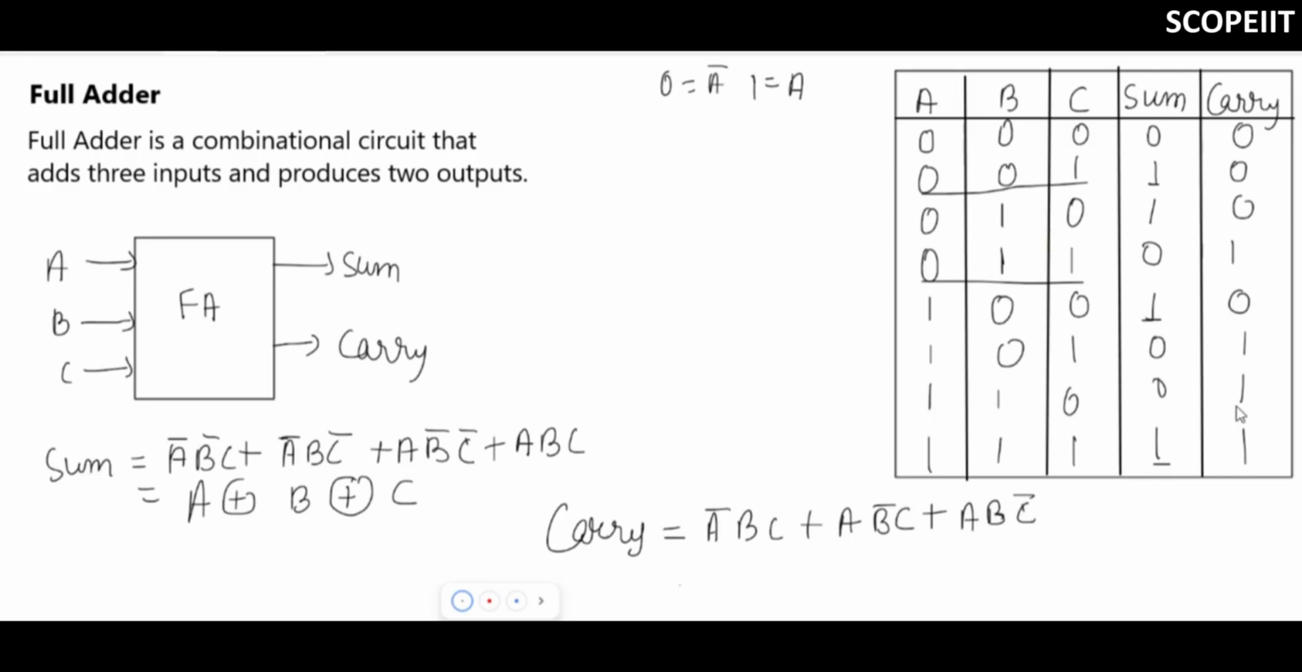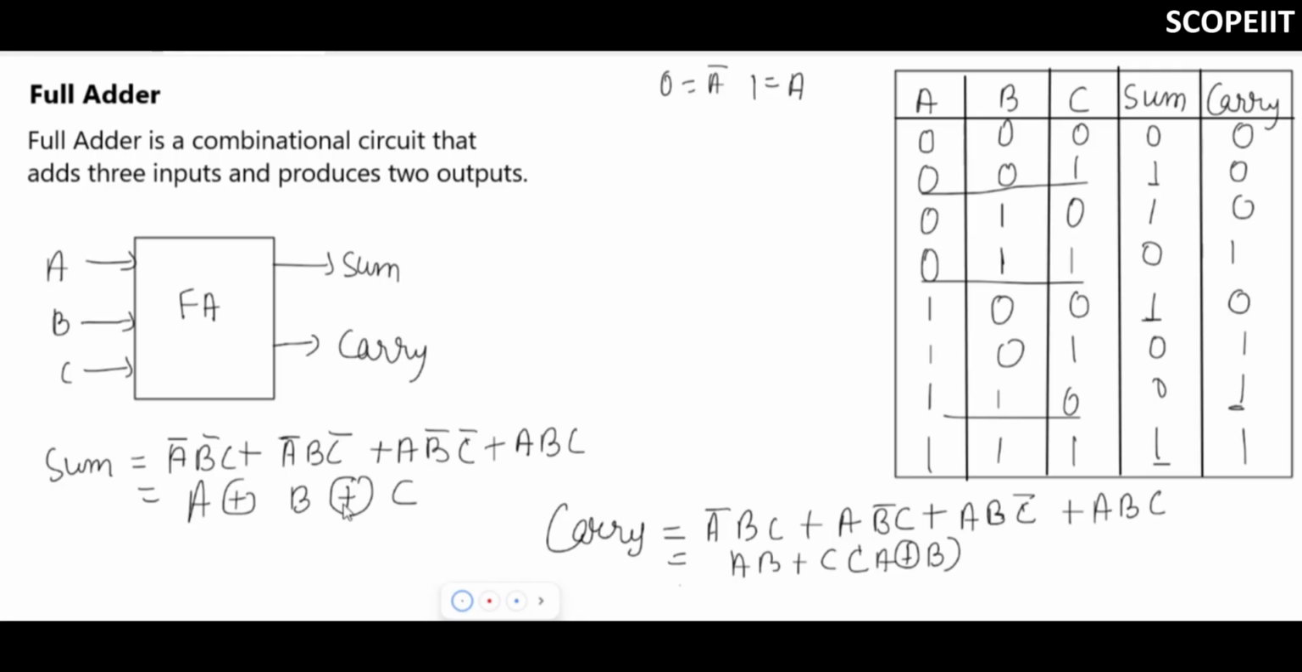Understand this one I am writing. 1 1 means A B, 0 means C bar. Then plus last is all 1, so it will be A, B and C. Now here also you remember the final equation for carry. What is the final equation for carry? That is AB plus C in bracket A XOR B. So this is the equation for carry and this is the equation for sum.